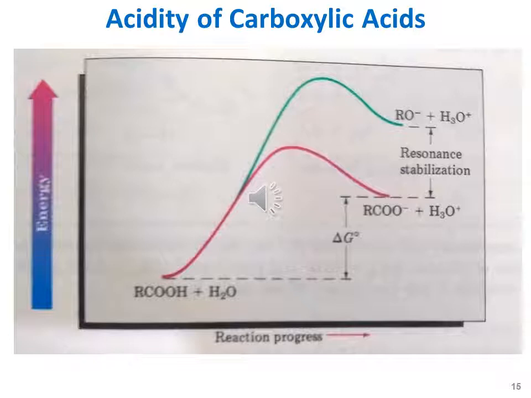Another factor that determines the relatively higher acidic strength of carboxylic acids than alcohols is the energy of formation of the carboxylate and the alkoxy anion. Here on this slide, you may see when the acid loses a proton, it has to overcome an energy that I have represented with this delta G naught. In the case of the alkoxy anion, this energy is much higher than the energy of formation of the carboxylate anion. That's why the acid loses a proton more easily to give the carboxylate than the alkoxy anion.